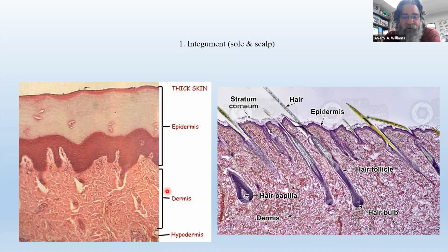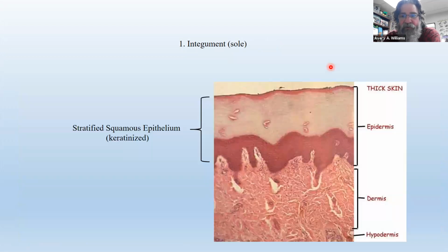Now the terms epidermis, dermis, hypodermis, those are not the names of tissues. Those are the names of regions or structures of the skin. Okay, but they are made out of different types of tissues, and that's what you're challenged to figure out. What kind of tissue are they? And so we're going to look at that. So let's look at the sole of the foot first.